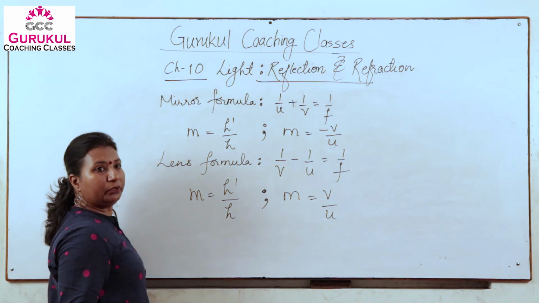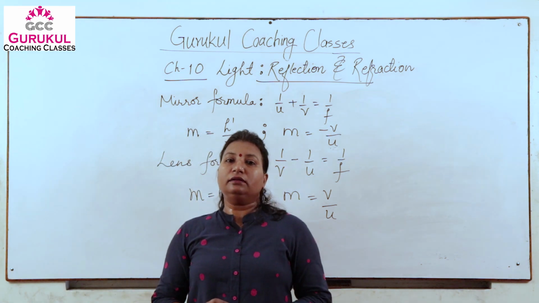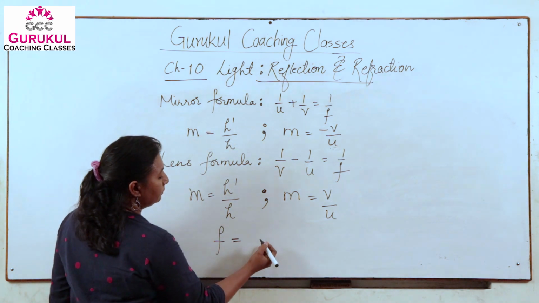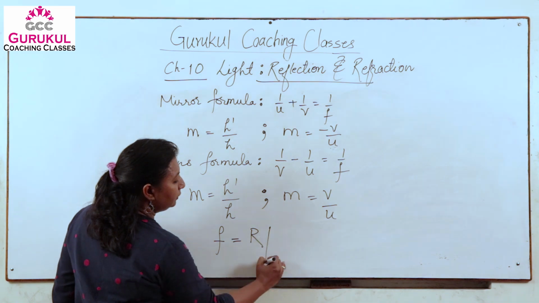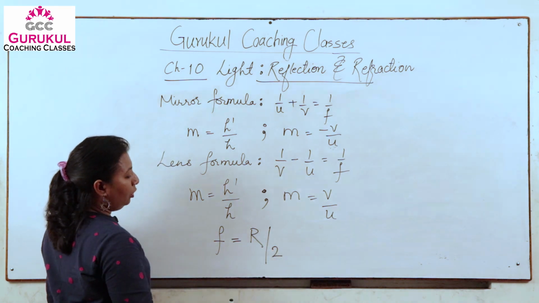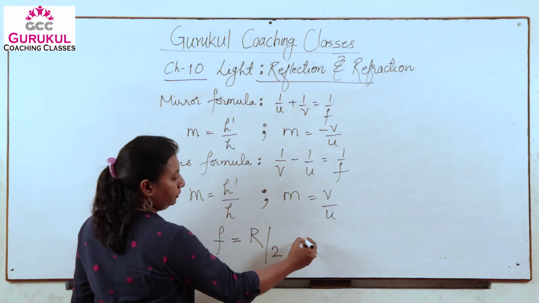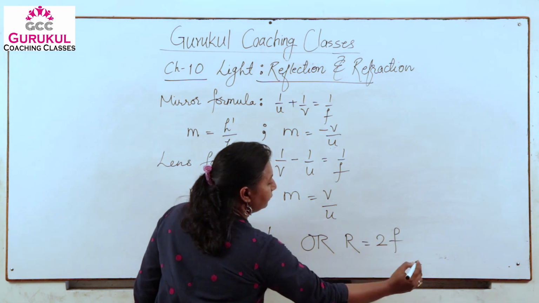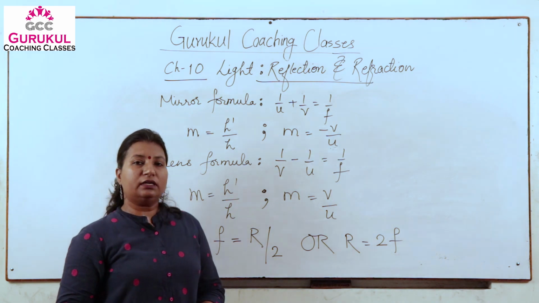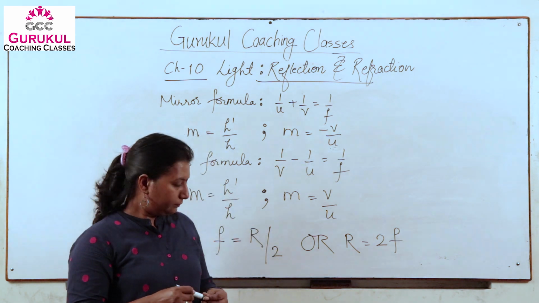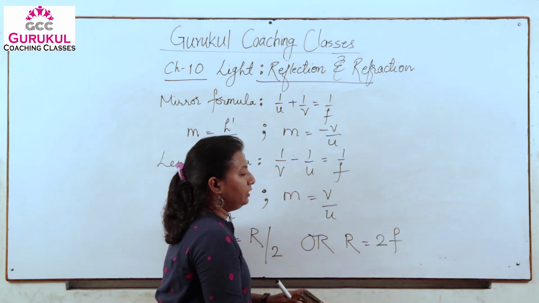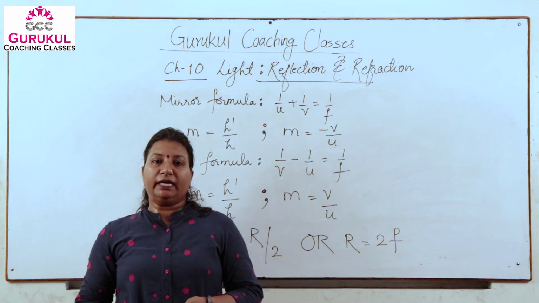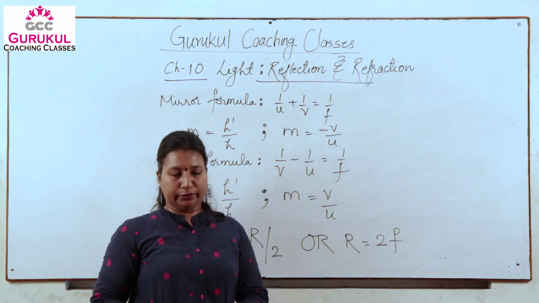Again, there is a relation between the focal length and the radius of curvature. Focal length is always half of the radius of curvature, or we can say f is equal to r by 2, or r is equal to 2f. So all these formulas we have to use. I am giving you certain numericals. I will solve some of them and give some unsolved ones to you.